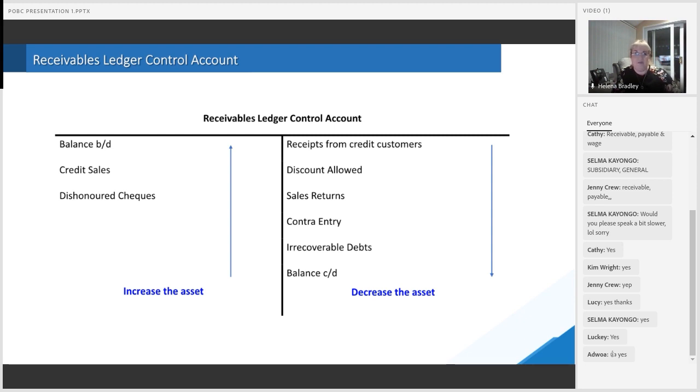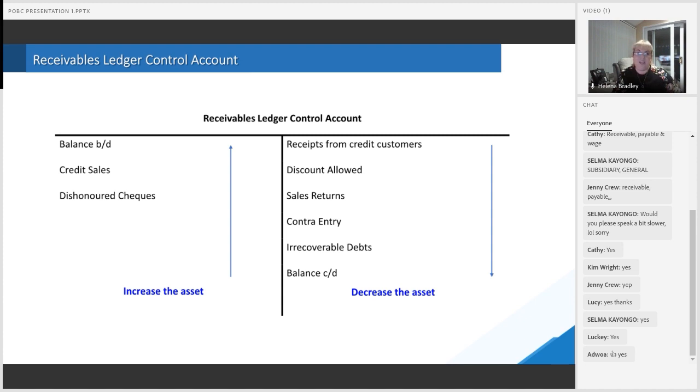The next item I've got there is credit sales. And the key word there, guys, is credit. So if you ever come across a cash transaction in one of your questions when asked to prepare a control account, that really needs to be disregarded. So if I sell more to my customers on credit, they're going to owe me more. That will increase the asset. It's on the debit side.